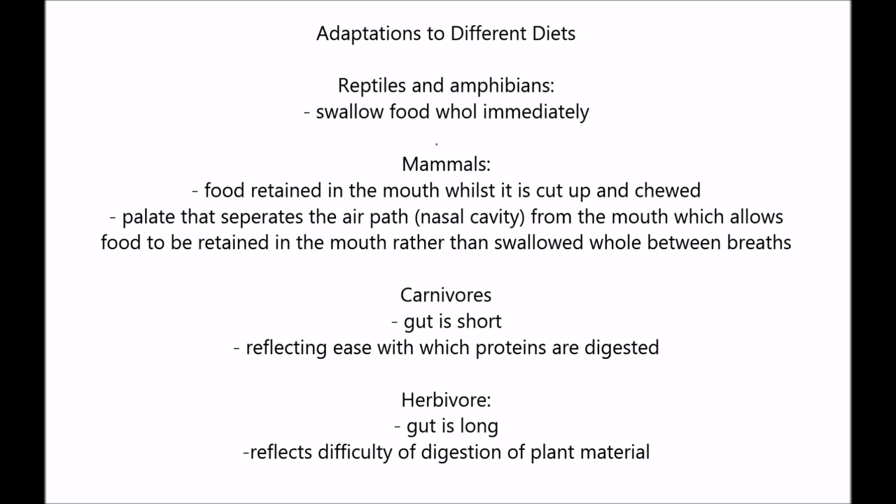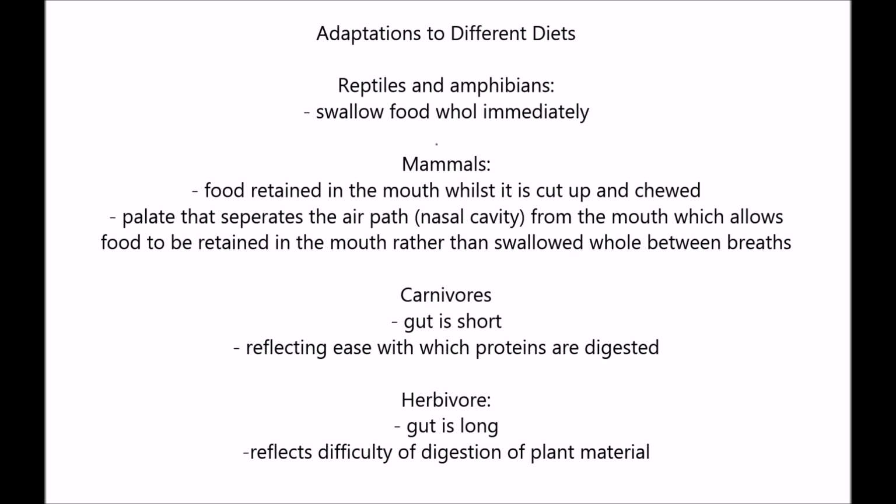Adaptations to different diets. Reptiles and amphibians can swallow food whole immediately. In mammals, however, food is retained in the mouth whilst it is cut up and chewed. The palate separates the air path, known as the nasal cavity, from the mouth, which allows food to be retained in the mouth rather than swallowed whole between breaths.